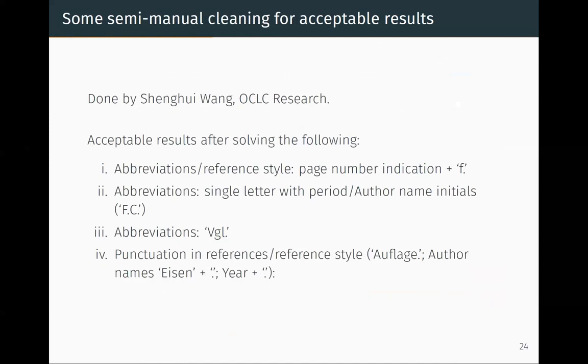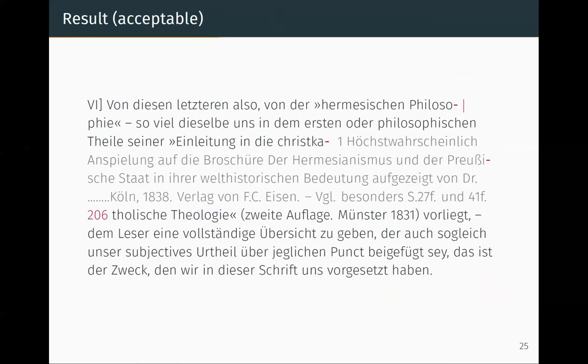Then, luckily, Shengwei helped us and did some semi-manual cleaning to get the results more acceptable. She removed, for example, the dots after page number indications, and if there was a single letter in an author name, she removed the dots, and also in the abbreviations. So what we obtained then was already much better. At least we have one sentence here. But of course, we still have the footnote in the middle, and we still have a page number. But at least this is something that we could, in theory, work with.